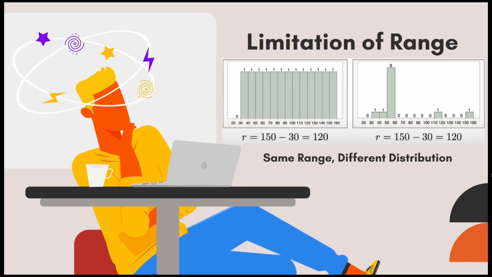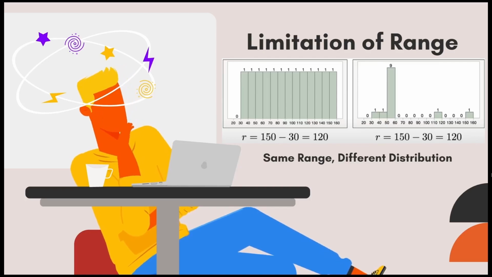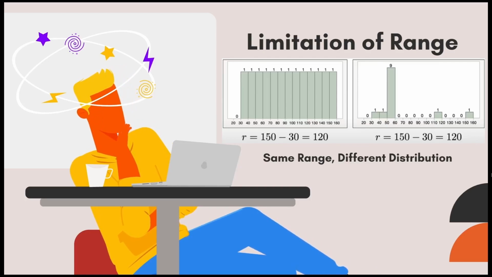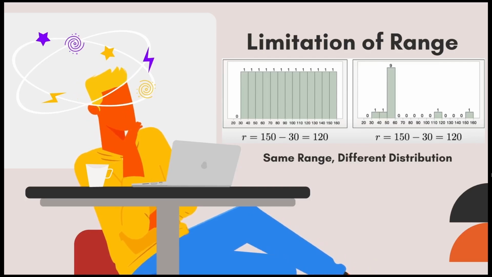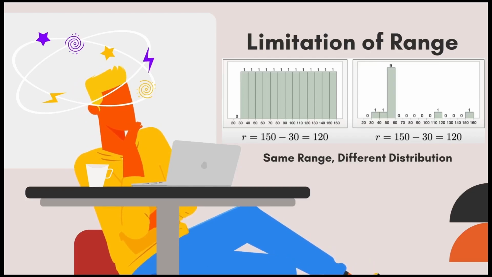But let's look at the second data set in this case. The range is still 120 because our highest and the lowest value are the same. So, if we just look at the range, it might be misleading because you are not sure if the data looks like the one on the left or on the right. And this is where standard deviation and variance come into play.